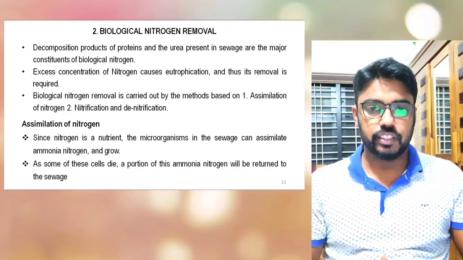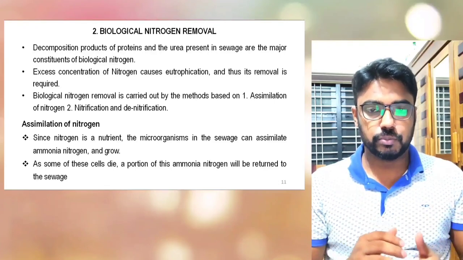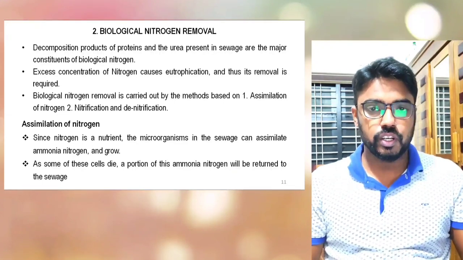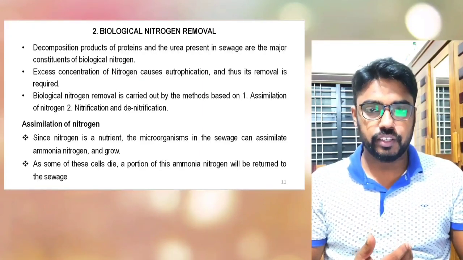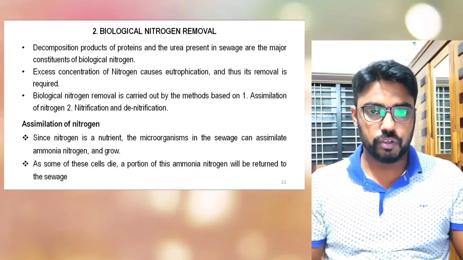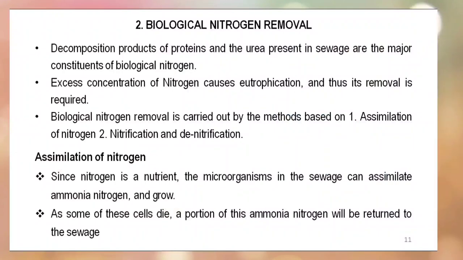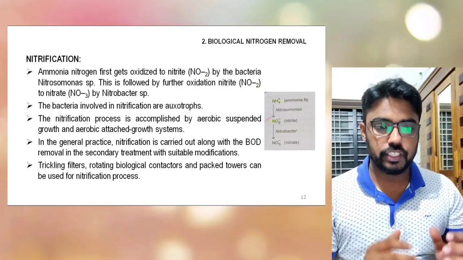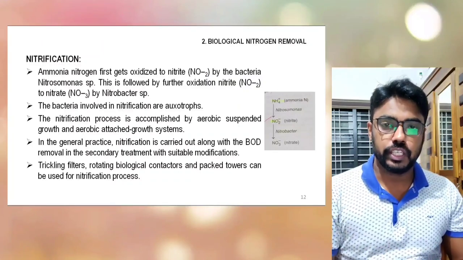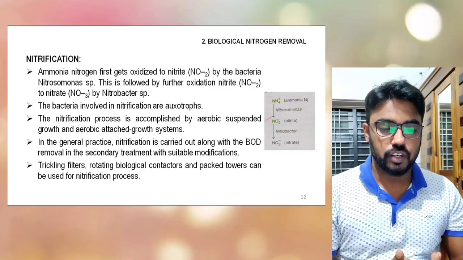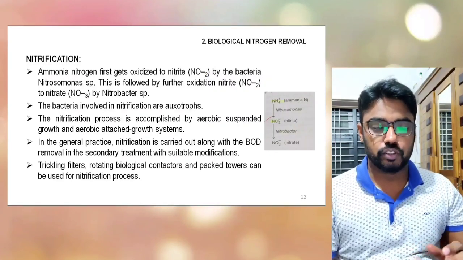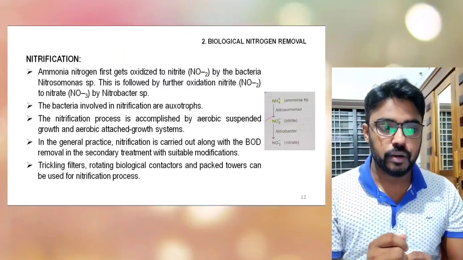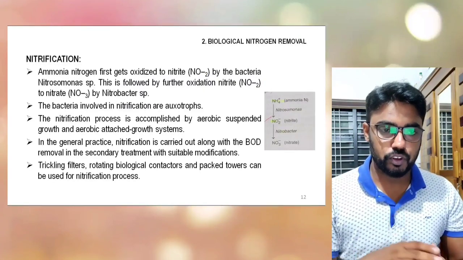First, we can see the assimilation of nitrogen. Nitrogen is a nutrient, and the microorganisms will use this nutrient to grow. That means these bacteria will use this nitrogen to grow, and some of the bacterial cells will die, and a portion of ammonia nitrogen will return to the sewage. Next, the method is nitrification. Nitrification is the process of conversion of ammonia nitrogen into nitrate. First, ammonia nitrogen gets oxidized into nitrite by the bacteria Nitrosomonas, and after this nitrite will be converted into nitrate by Nitrobacter species. This is the process of nitrification.